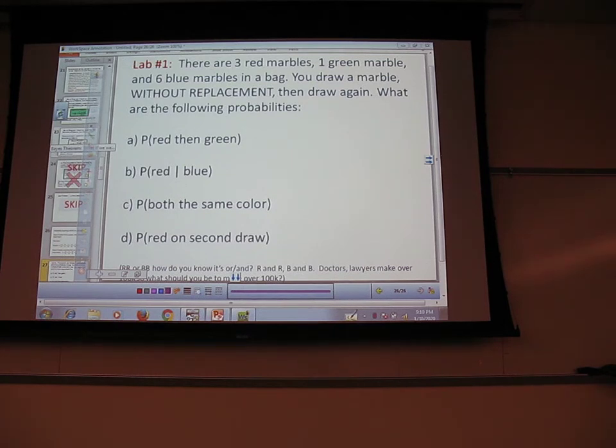And then I draw a marble. Say I draw a red one. Now, how many marbles do I have left in the bag? I only have 9 left, right? Because I drew one, I'm not replacing it. So think about that as you're doing all these.